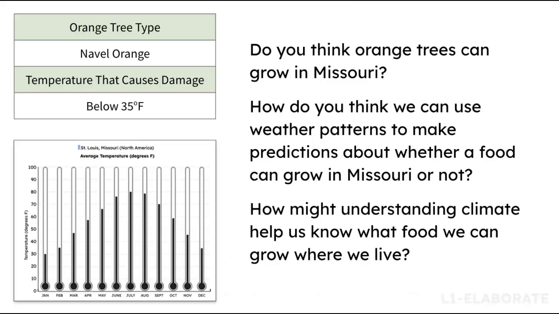For the Elaborate portion, you'll show students the orange tree damage chart and have them look at the chart while referencing their St. Louis Climograph. You'll ask some questions, and by the end of the discussion, students should know that food can best be grown by understanding the temperature and precipitation patterns in a particular area. You'll record this learning in the last row of the summary chart.